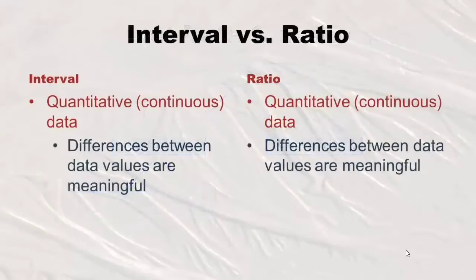So let's look at interval versus ratio. On the left side of the slide, we have interval, which is where it's quantitative and the differences between data values are meaningful. And ratio has the same thing. The differences between the data values are meaningful. What do I mean by that? Remember how I was talking before how level 1 trauma center and level 2 trauma center are really categories and not quantitative variables, because the difference between them is not equal.